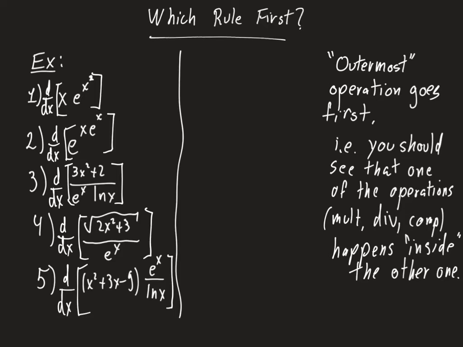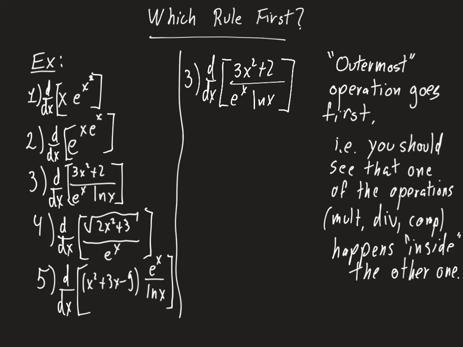All right, next up, we have our third example. So when we have 3x squared plus 2 divided by e to the x, natural log of x. All right, if you want to see if you can figure this out by yourself, feel free to pause the video.